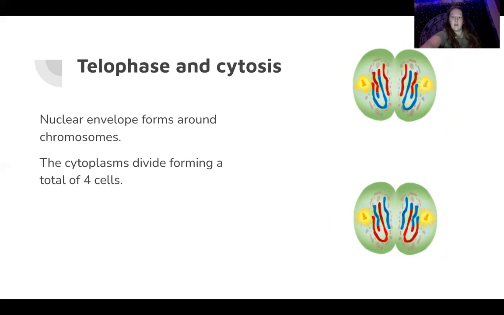Telophase is when 2 new nuclei are formed, creating a total of 4 cells, and there's all the normal things like mitochondria that are in the cells, normal cell things that you would have.